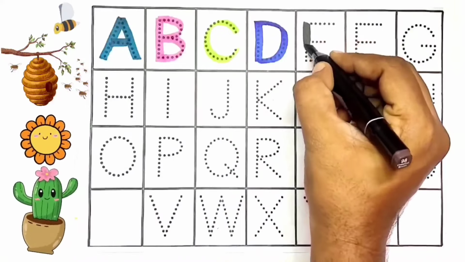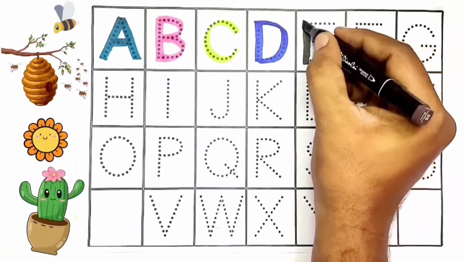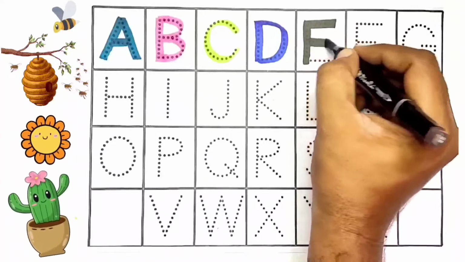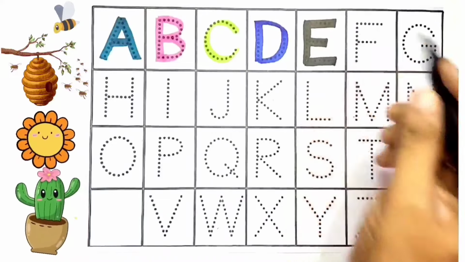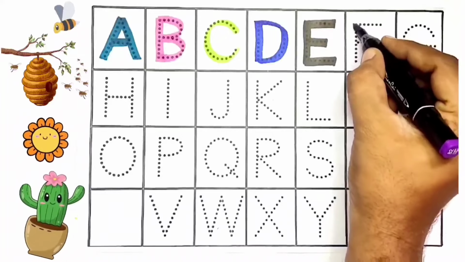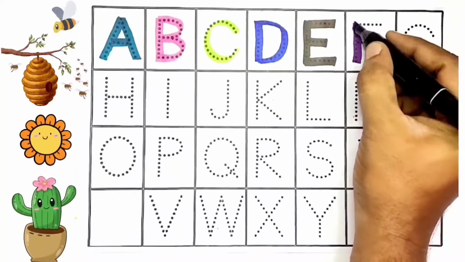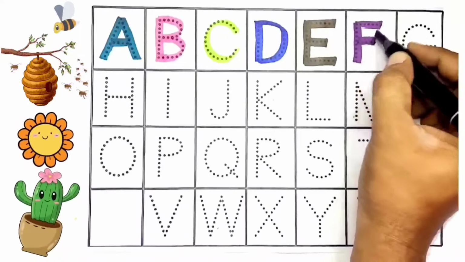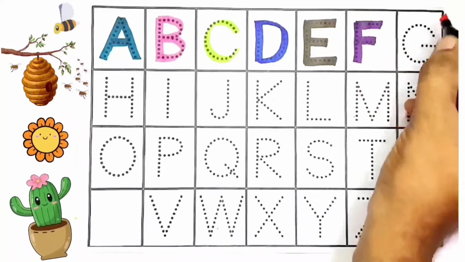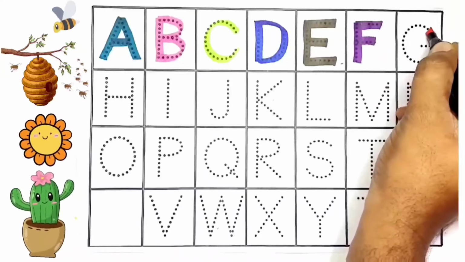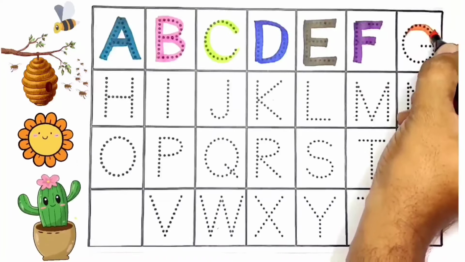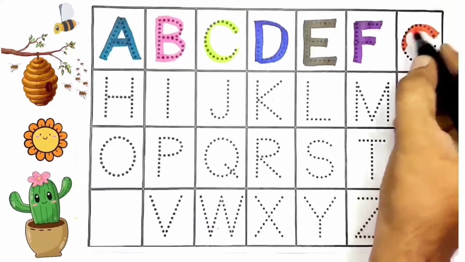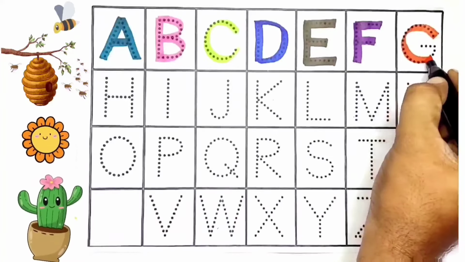E. E for elephant. This is letter E. F. F for fish. F. Next, G. G for goat. This is letter G.